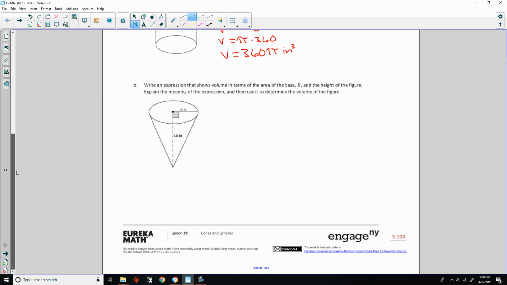Okay, part B. Write an expression that shows the volume in terms of the area of the base B and the height of the figure. Explain the meaning of the expression and use it to determine the volume of the figure. Again, our base is a circle with a radius of 6. So this is our base, B.